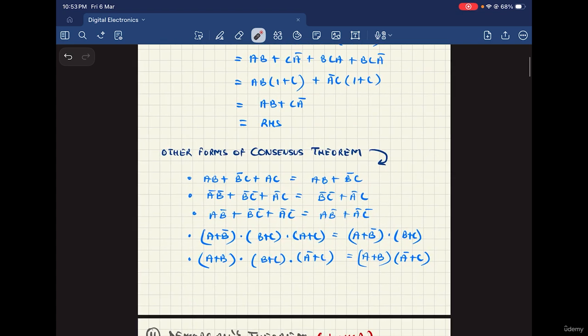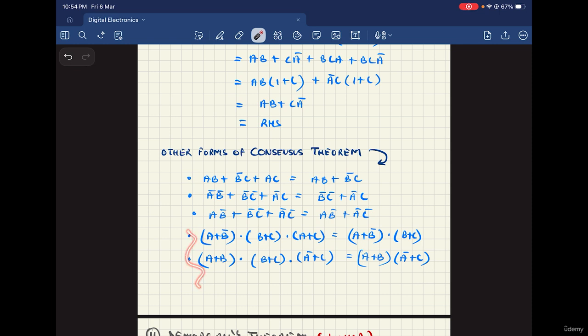Similarly, you can see here A B bar plus B bar C bar plus A bar C bar. Now here you can see A B bar plus A bar C bar. So how is it happening? You can see A and A bar are available in complement and normal form. So this will be redundant. So it is removed. Now there are dual versions of this as well.